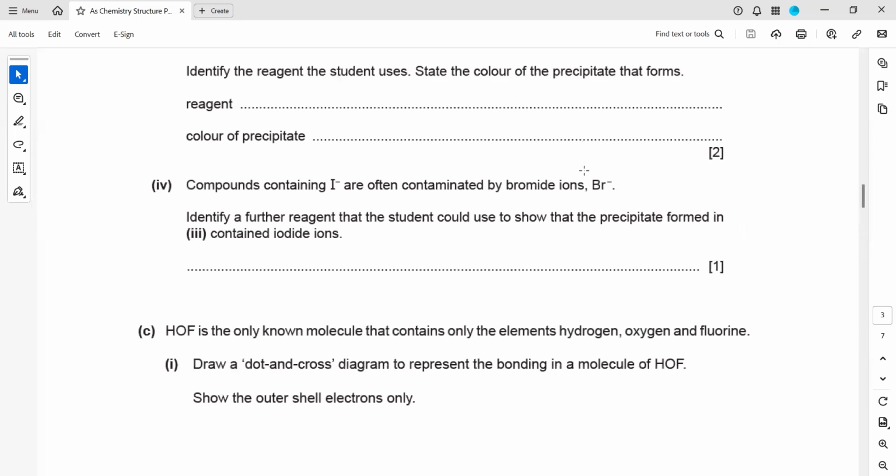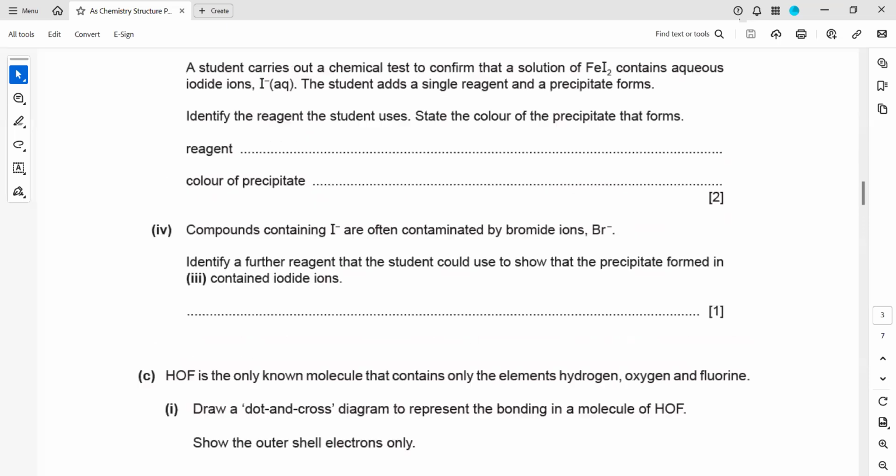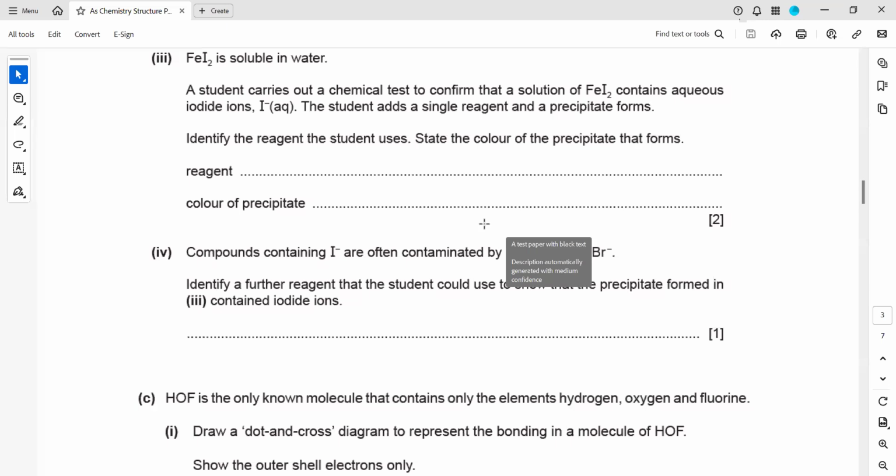Compound iodides are often contaminated by bromide ions. Identify any further reagent that could show that the precipitate formed is iodide ion. How to distinguish between iodide ion and bromide ion in the precipitate which is formed? So what we normally do, we use aqueous ammonia for that. Because if we use concentrated aqueous ammonia, the bromide precipitate will dissolve, but iodide does not dissolve.